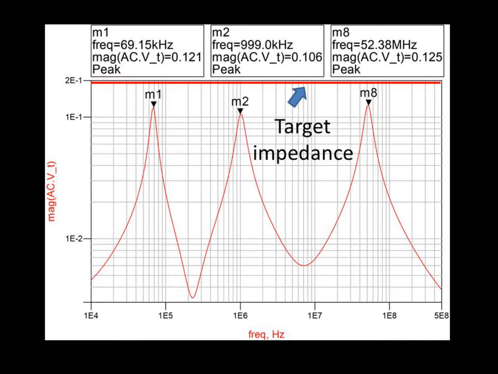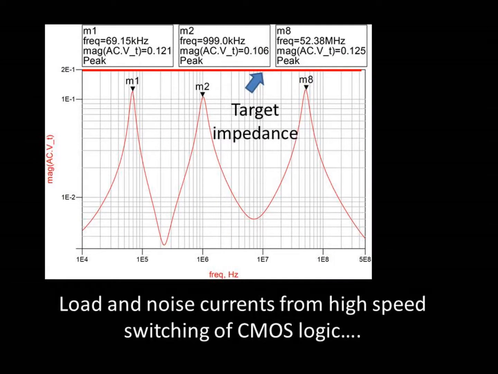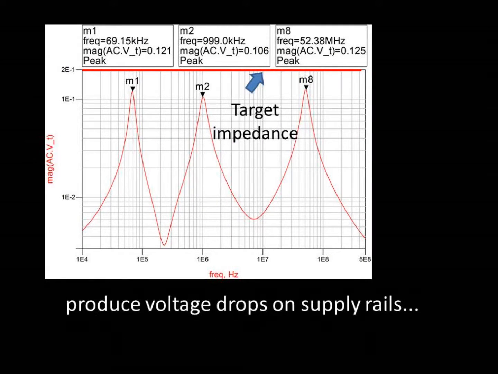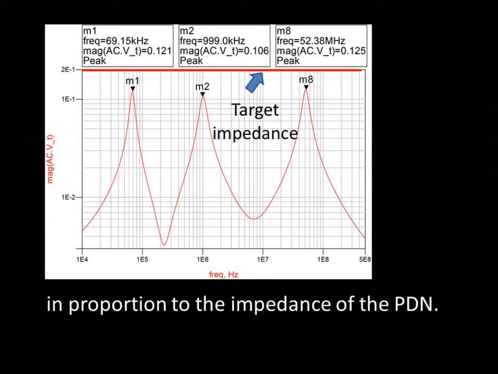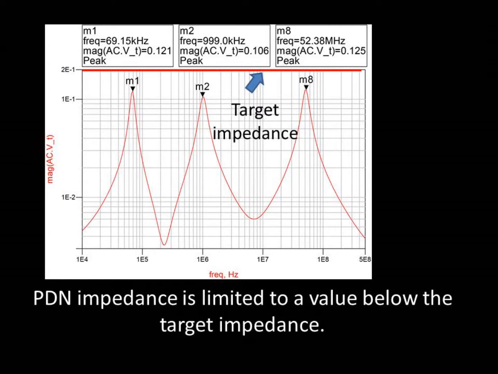In other words, in order to assure good performance of the PDN, whatever peaks exist in the PDN's impedance versus frequency curves must be kept below the value of the target impedance. The basic idea behind target impedance is that the load and noise currents generated by switching of high-speed logic will produce voltage drops on the supply rails in proportion to the impedance of the PDN.